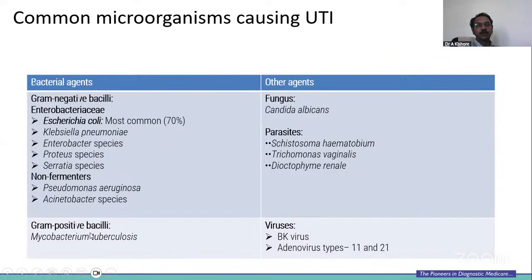Rarely, sometimes bacilli like Mycobacterium tuberculosis can also cause it. Fungal agents like Candida albicans, parasitic agents like Schistosoma haematobium and Trichomonas vaginalis, and viruses like BK virus and adenovirus can cause it. Adenovirus types 11 and 21 cause urinary tract infection, whereas types 40 and 41 cause diarrhea.